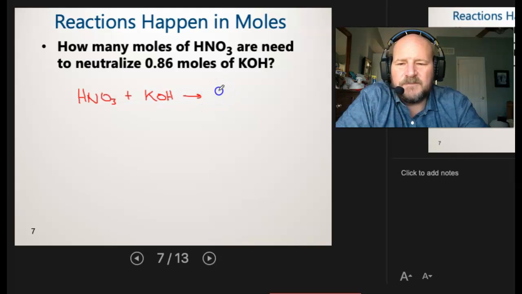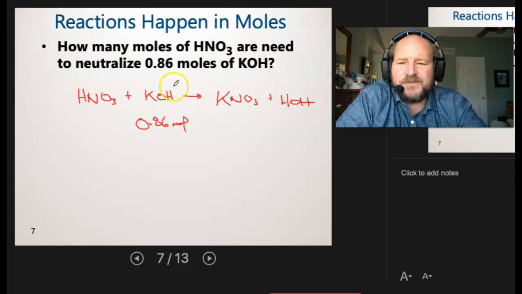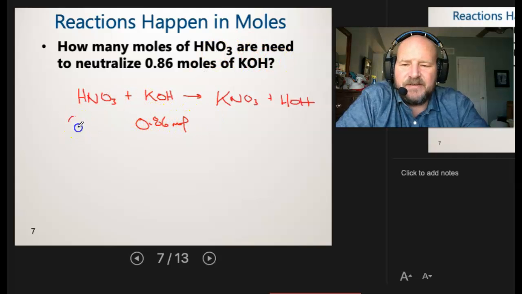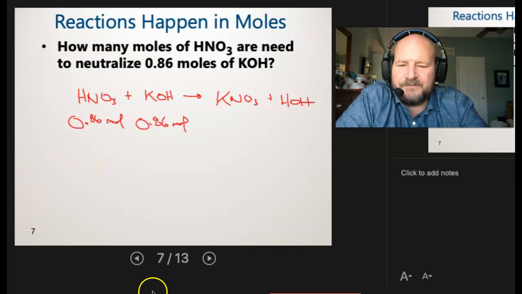And that's going to give us potassium nitrate and water. Now we're going to start with 0.86 moles of KOH. And of course, according to our balanced chemical reaction, that means I'm going to need 0.86 moles of HNO3. Easy peasy lemon squeezy.